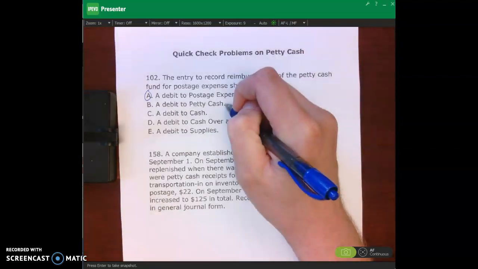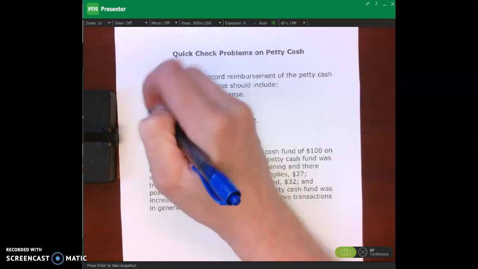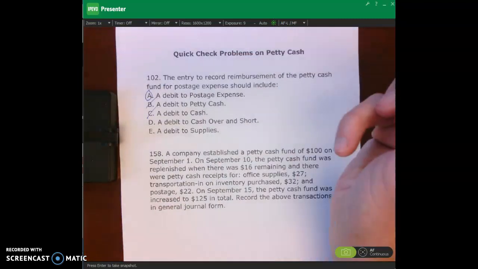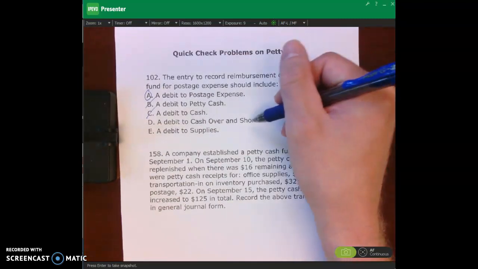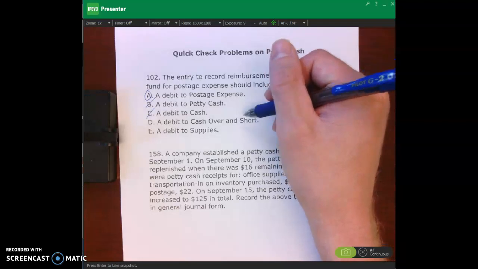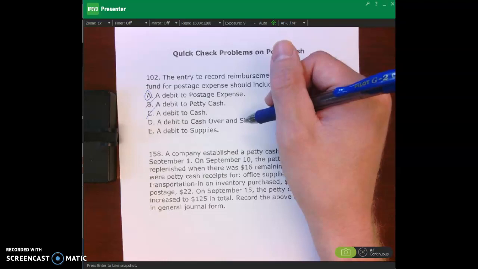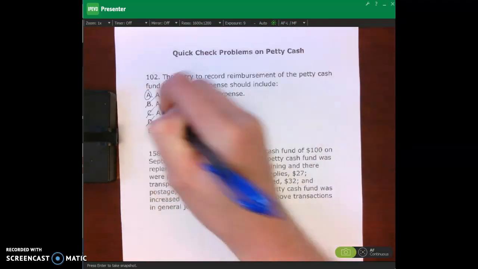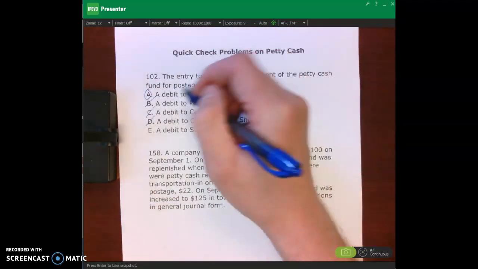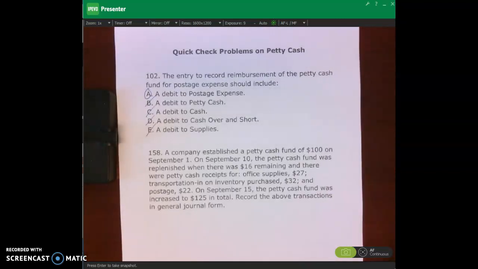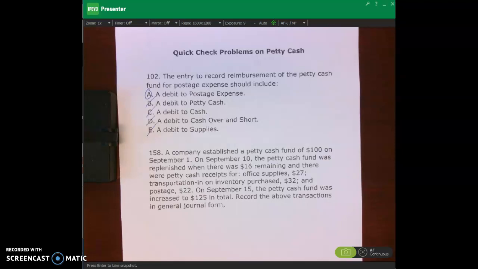A debit to petty cash, no. Right? That would be done if we need to increase the petty cash fund or establish the petty cash fund. A debit to cash, no, that means cash is going up. A debit to cash over and short, no, that's when the receipts and then the total amount of cash left over do not equal how much is in the petty cash fund. That's when we would debit cash over and short. A debit to supplies, no, it's postage expense. Okay? So let's look at number 158.